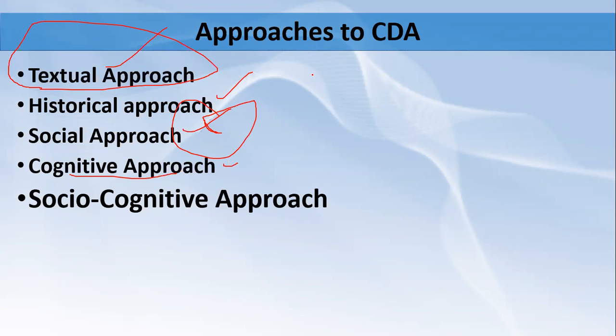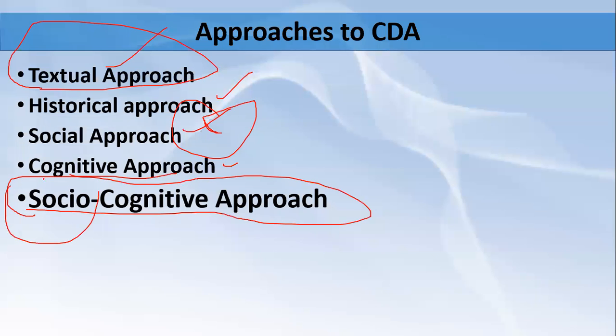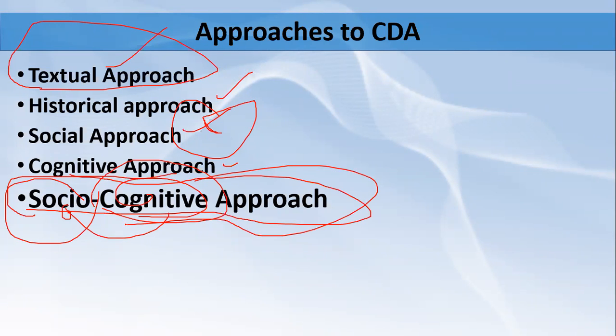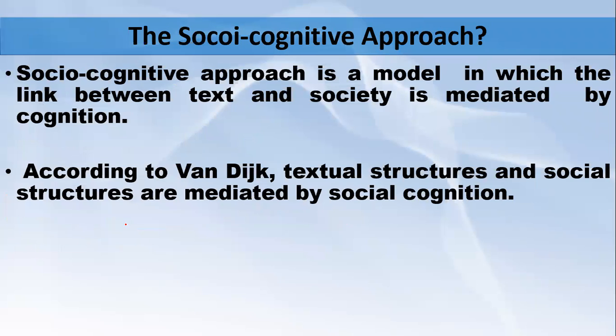Now Van Dijk is concerned with the socio-cognitive approach, which is a blend of both the social norms and values, and the cognition, like the memory, the social and personal experiences, norms and values, each and everything which are inside the minds of individuals, inside the cognition of the language users. So he is concerned with this socio-cognitive approach. So let's begin his approach, his model of CDA.